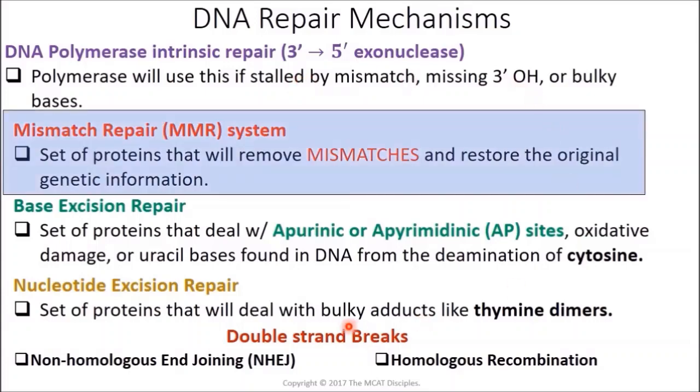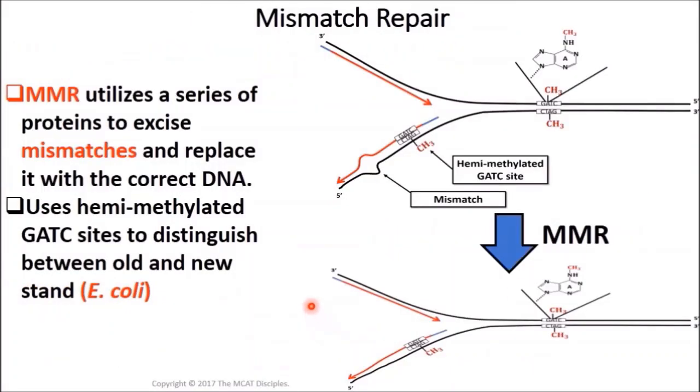Let's start with mismatch repair. Mismatch repair utilizes a series of proteins to excise mismatches and replace them with the correct DNA. The way it recognizes the mismatch is through this bulge. There are a set of proteins that will recognize this bulge and recognize which one's the primer strand and which one's the template strand, and cut out the DNA and just reincorporate new DNA.